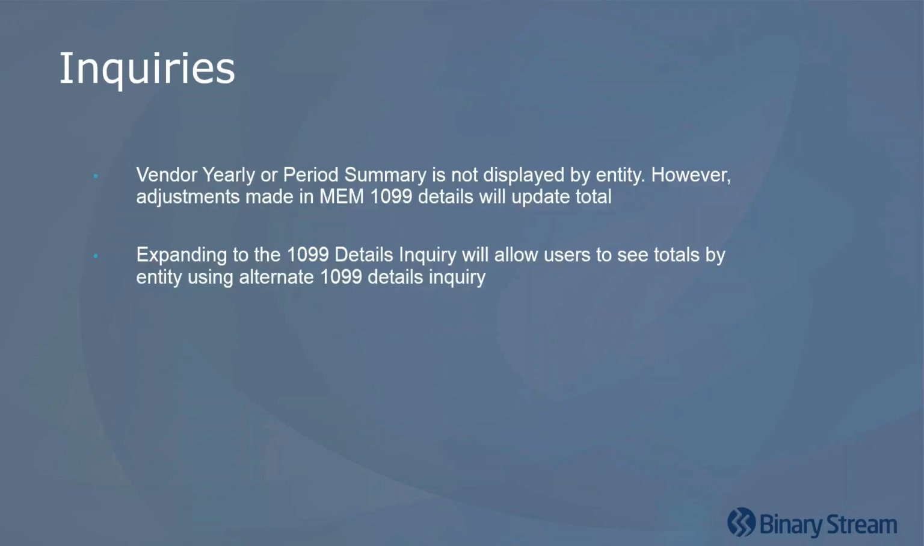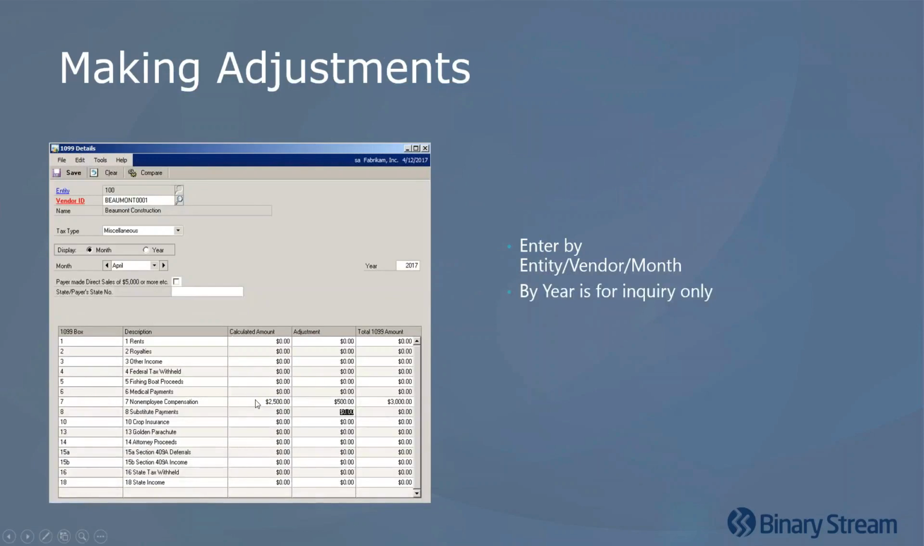If you want to see the 1099 details by entity, look at the 1099 details inquiry, which is essentially just an inquiry version of this window. Obviously, whoever can make adjustments you limit access to, but if you're a user that doesn't have access to make adjustments and you just want to see the totals, the inquiry window looks like this, and you can see any adjustments made and the calculated totals.